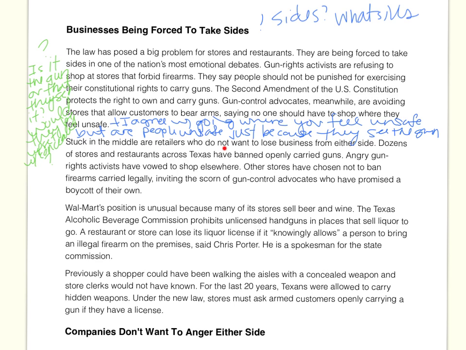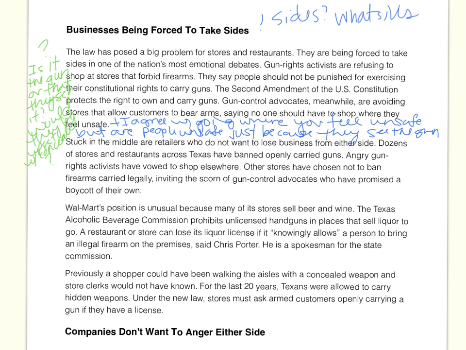Stuck in the middle are the retailers who do not want to lose business from either side. Dozens of stores and restaurants across Texas have banned openly carried guns. Angry gun rights activists have vowed to shop elsewhere. Other stores have chosen not to ban firearms carried legally, inviting the scorn of gun control advocates who had promised a boycott of their own.